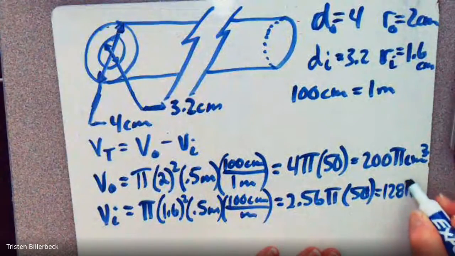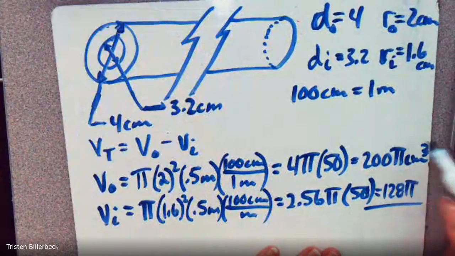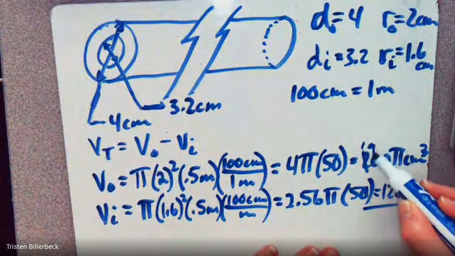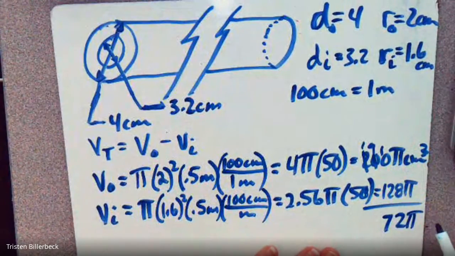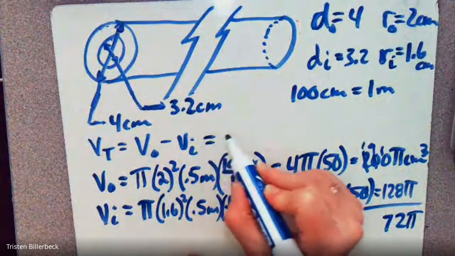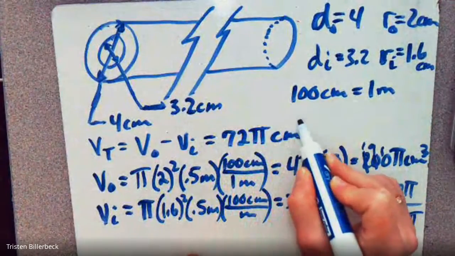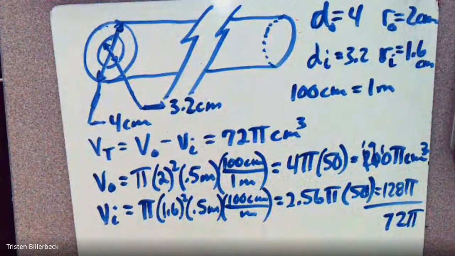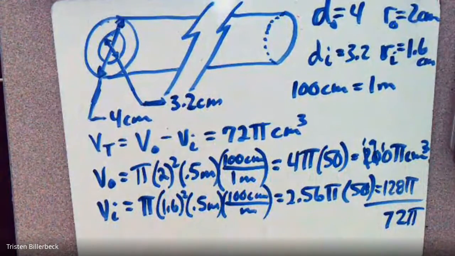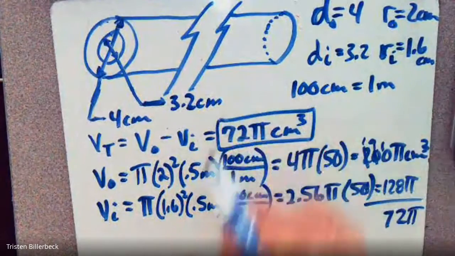128 pi. So now let's subtract the 2. And we are going to take 1 from here, 9. Okay, so we have 2 and 7, so 72 pi. So this ends up 72 pi centimeters cubed. So that's the volume of material used for the pipe. Okay, there we have it.